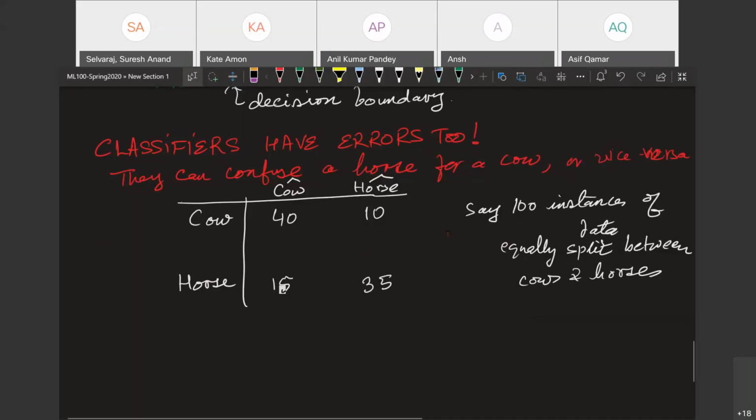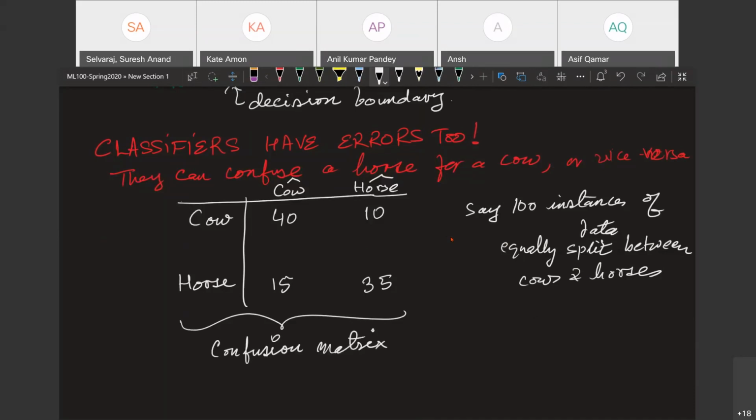Now, this view is called the confusion matrix. This is a technical term, and I hope it doesn't need much explaining. Why is it called confusion? Because it literally quantifies how confused the classifier gets in identifying cows and horses. So how many of them did it get right out of the 100?